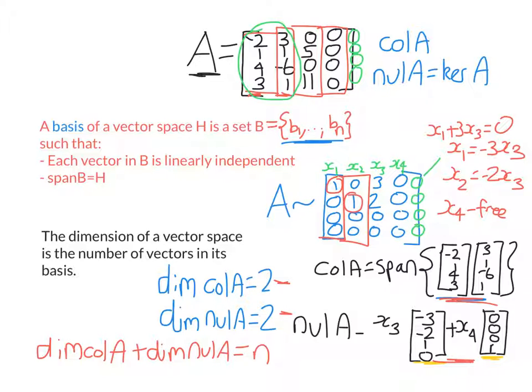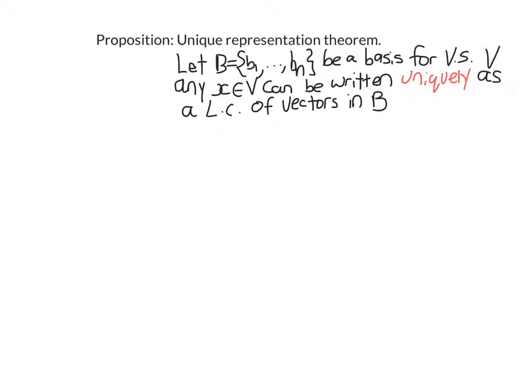All right, the last thing I'm going to do is just prove something that I think is really cool. So what I'm about to prove is called the unique representation theorem. So let B be a basis for a vector space V, and X is any vector in V. That vector can be written uniquely as a linear combination of the basis vectors.